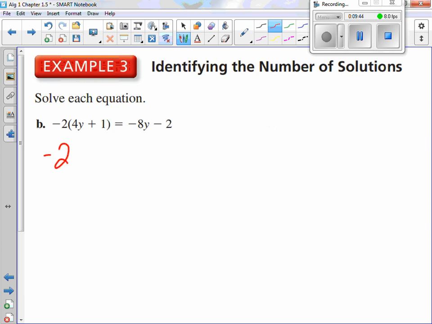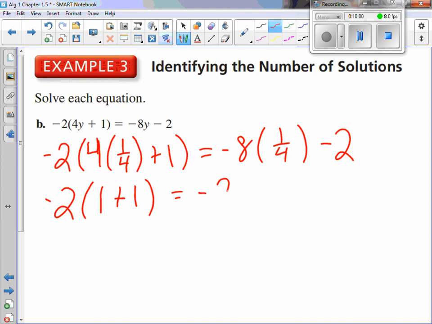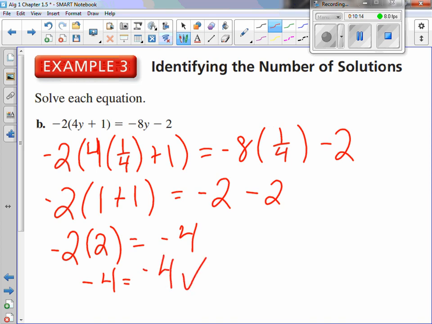Let's really put that to the test. Let's say 1/4. I'll tell you right now that 4 times 1/4 is just 1. 8 times 1/4 will be -2. 1 plus 1 is? -2 minus 2 is? This here, that's why they say all real numbers. Because no matter what number I plug in, it will always work.